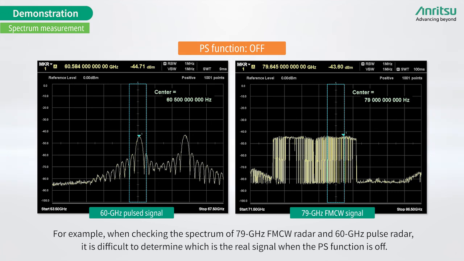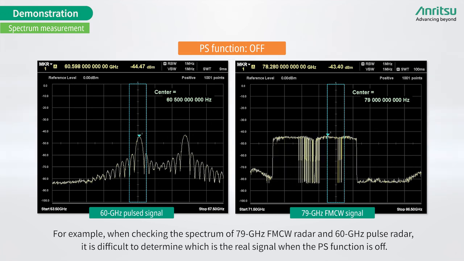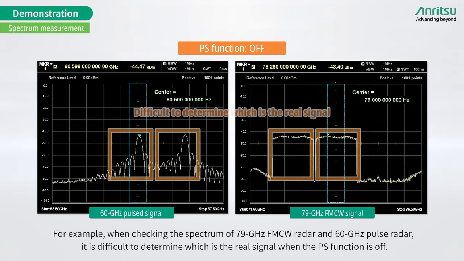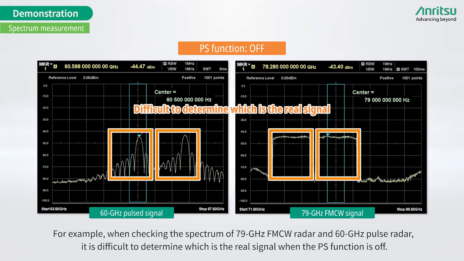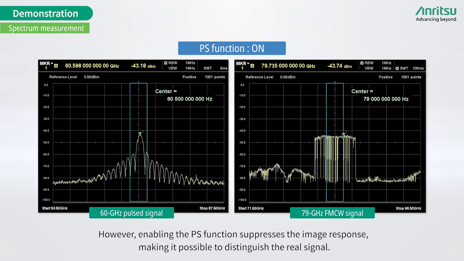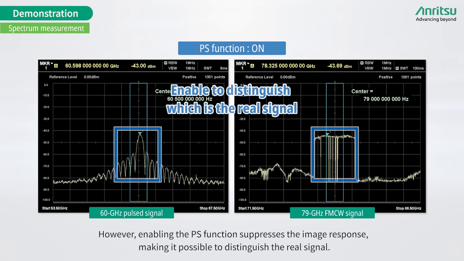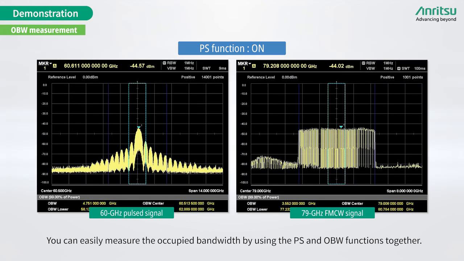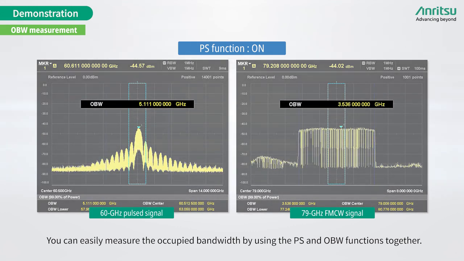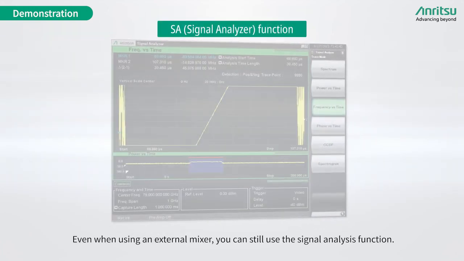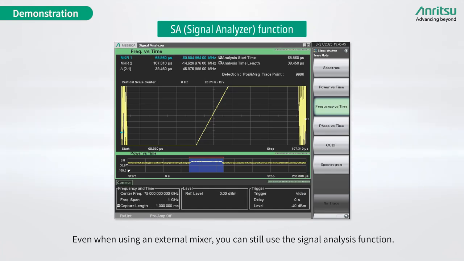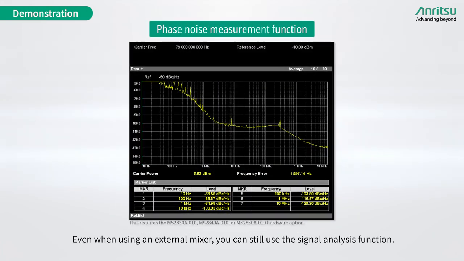For example, when checking the spectrum of 79 GHz FMCW radar and 60 GHz pulse radar, it is difficult to determine which is the real signal when the PS function is off. However, enabling the PS function suppresses the image response, making it possible to distinguish the real signal. You can easily measure the occupied bandwidth by using the PS and OBW functions together. Even when using an external mixer, you can still use the signal analysis function.